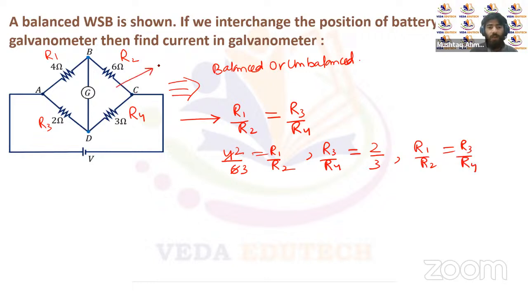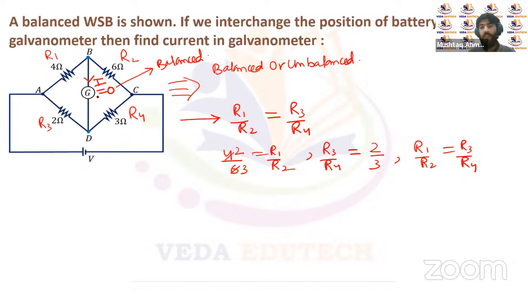If this is a balanced bridge, then the current measured by this galvanometer will be nothing. It will be equal to zero, because there will be no current flowing through this diagonal resistor. So the current flowing through this galvanometer will be zero. So it's a balanced bridge.